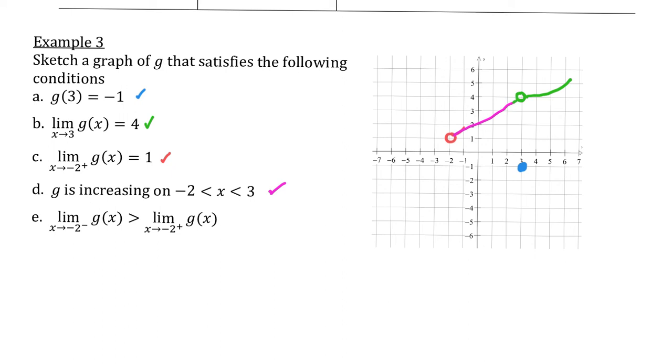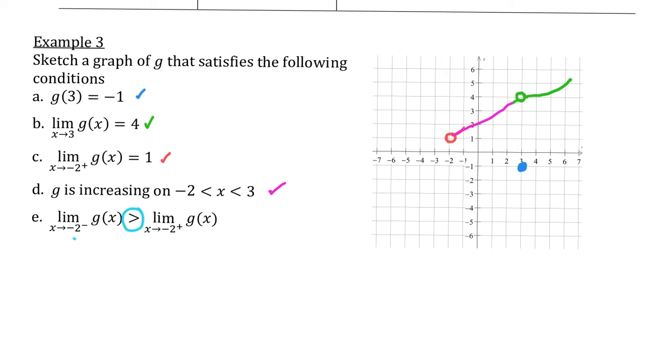Okay, let me read the rest of the information. Okay, the last piece of information. The limit as x approaches -2 from the negative side is greater than the limit as x approaches -2 from the positive side. Okay, so at x is -2, from the positive side, I already have it equaling 1. The negative side must have a y value that's higher than 1 then. So it could be here, it could be anywhere up here.